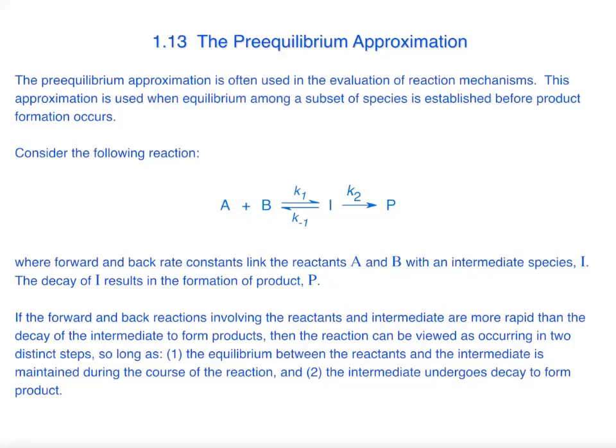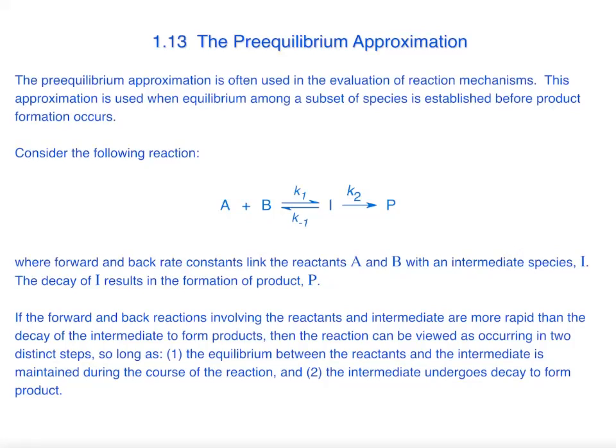In this video, we're going to cover section 1.13, the pre-equilibrium approximation. Like the steady state approximation, the pre-equilibrium approximation is also used in the evaluation of reaction mechanisms. This approximation is used when equilibrium among a subset of species is established before product formation occurs.